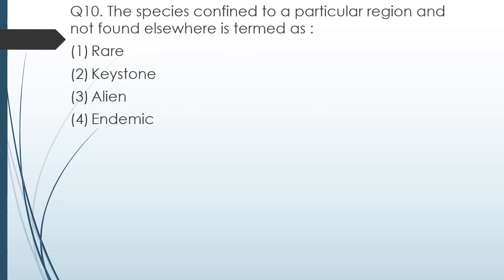Question number 10. The species confined to a particular region and not found anywhere else is called as rare, keystone, alien or endemic species. The correct answer is option 4, endemic species.